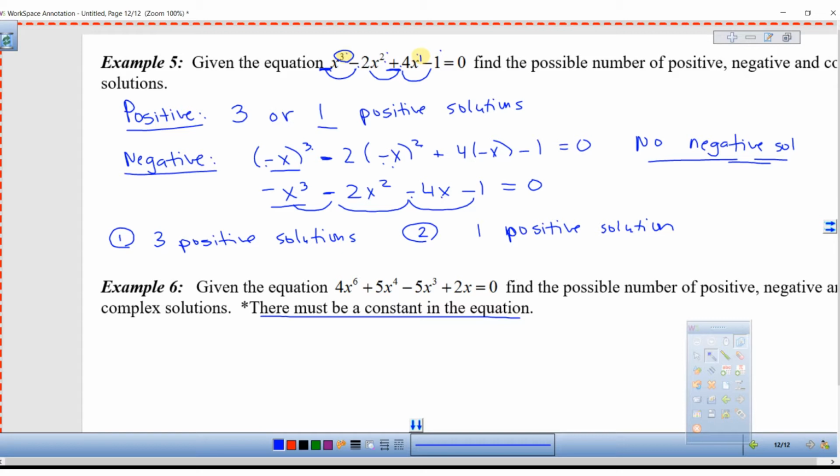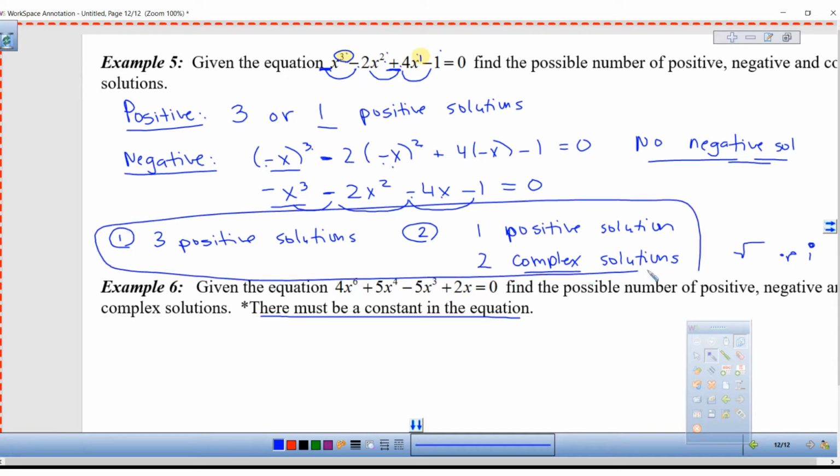I could have one positive solution. So what about the other two solutions? Well, they would have to be complex, so I would have two complex solutions. The reason, first of all, what does complex mean? Complex means you have a square root in there, or you have an i in there, or you have both in there. So that's your answer. Okay, let's do one more and then we're done.